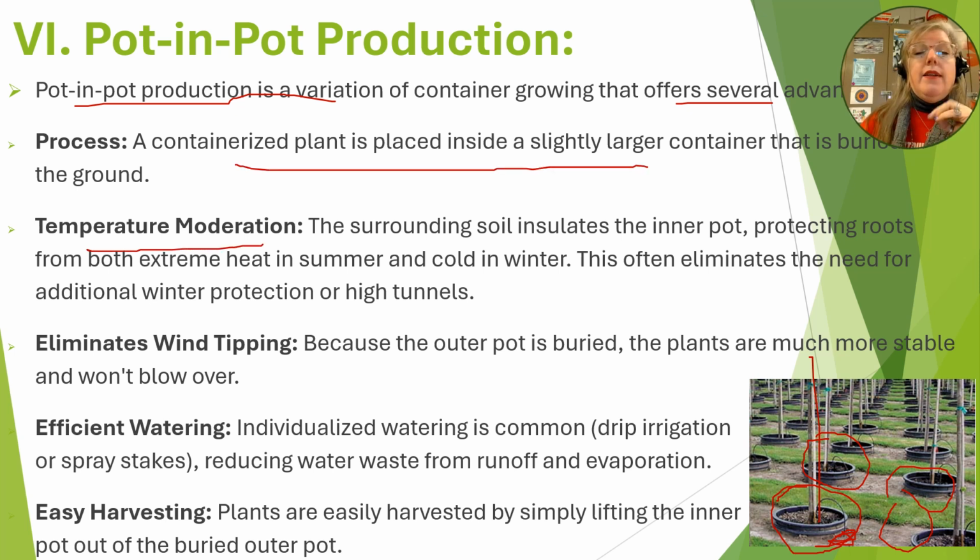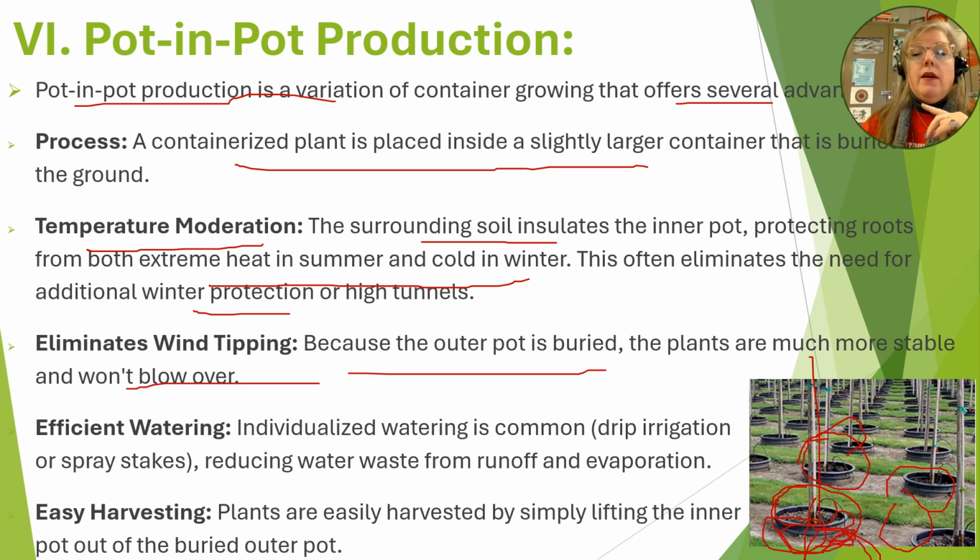So you get temperature moderation. The surrounding soil insulates the inner pot, protecting the roots from extreme heat and cold. And it eliminates the need for additional winter protection or high tunnels. You can leave this pretty much out in the world because the ground is insulating the roots. It eliminates wind tipping because this outer pot is buried in the ground. The plants are much more stable and won't blow over.